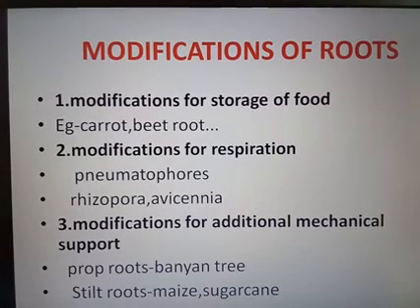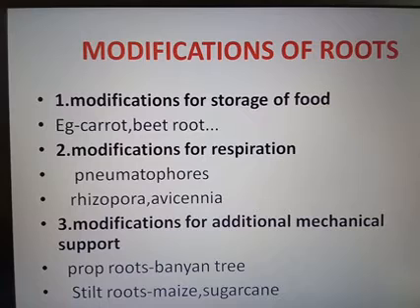Again I am repeating that. Pillar-like roots grow downwards from the branches of the banyan tree. When we observe the banyan tree, the roots are hanging from the main branches. That type of pillar-like roots gives mechanical strength to the plant. Clear? The next is stilt root.